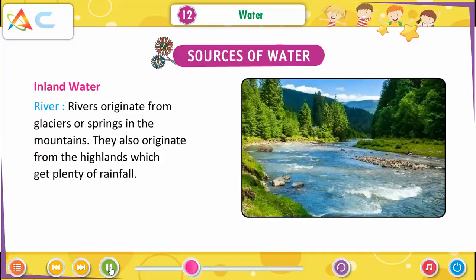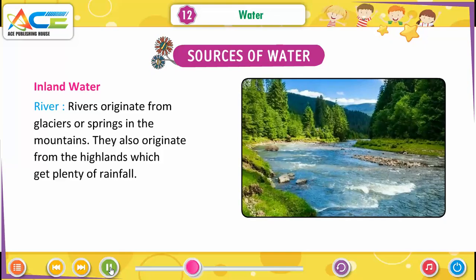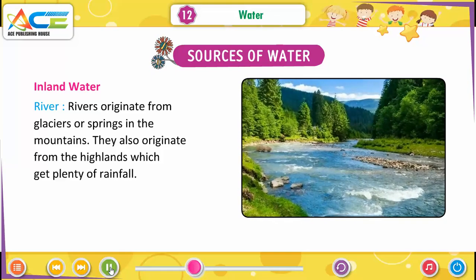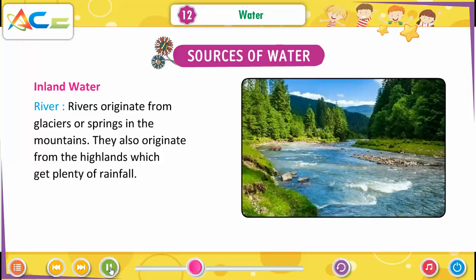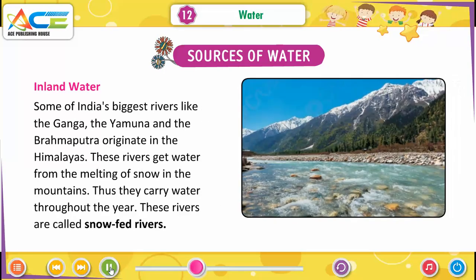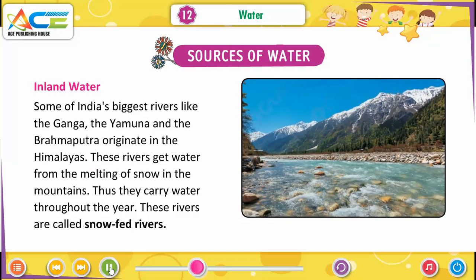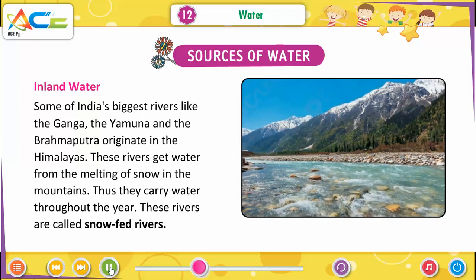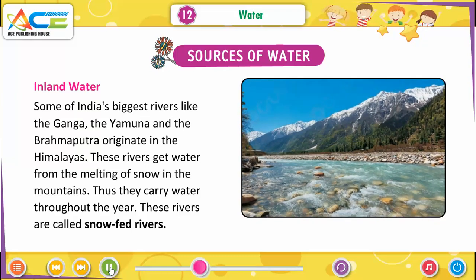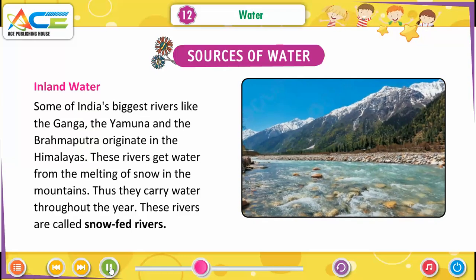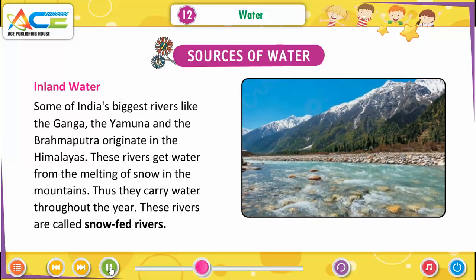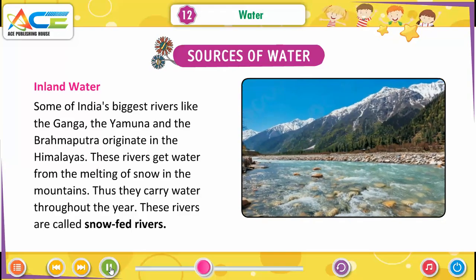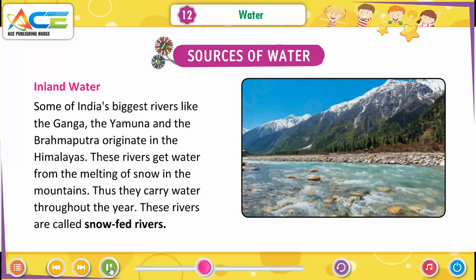River. Rivers originate from glaciers or springs in the mountains. They also originate from the highlands which get plenty of rainfall. Some of India's biggest rivers like the Ganga, the Yamuna and the Brahmaputra originate in the Himalayas. These rivers get water from the melting of snow in the mountains. Thus, they carry water throughout the year. These rivers are called snow-fed rivers.